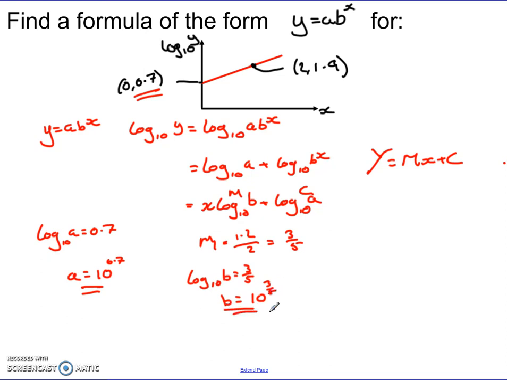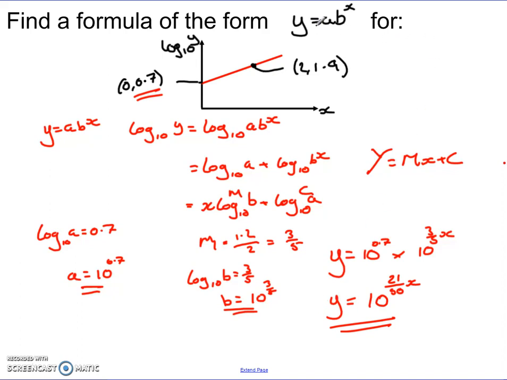So I've got my a and I've got my b. What I can now do is write them in this formula. I can then say fine, so now y equals a, which is 10 to the 0.7, times b to the power of x, which is 10 to the 3/5 x. And I can then combine the whole shebang together and make it one simple little formula. So multiplying these two together, same base, we can add the powers. So it's going to be 10 to the power of 0.7 times 3/5, 0.77 over 10. Combine the two of them together, get 21 over 50 x. So that right there is the formula we are after.